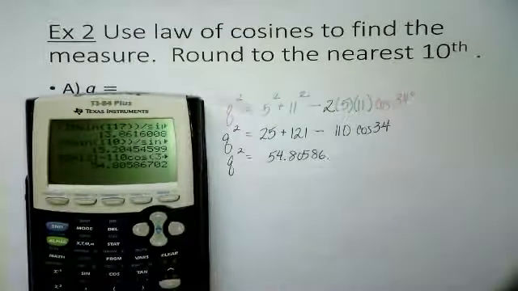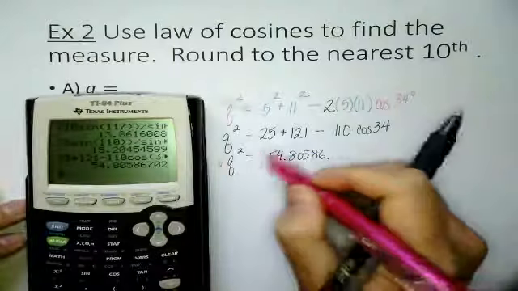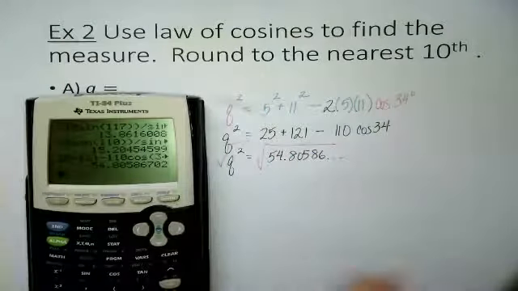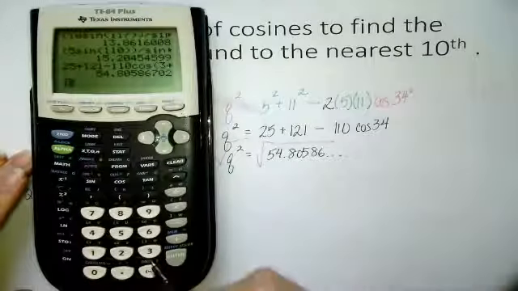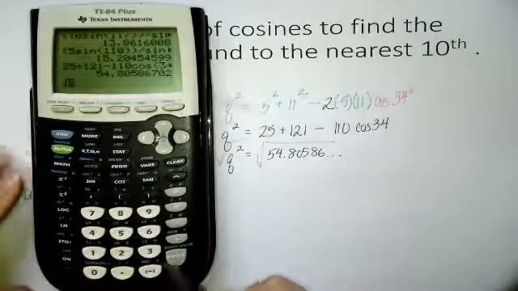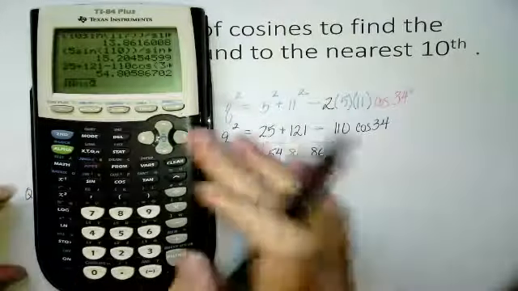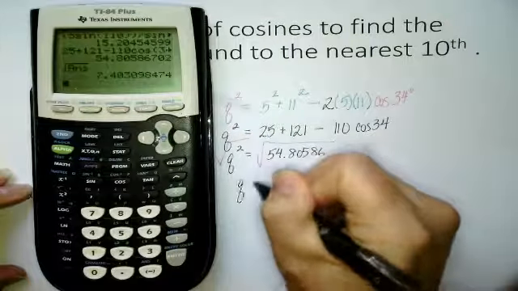To get Q by itself, I need to take a square root of both sides. So I'm going to keep that answer in there and just do the square root of the answer. And you all have an answer button. It's a second function, so second answer. And that's going to take the square root of our answer that we have.